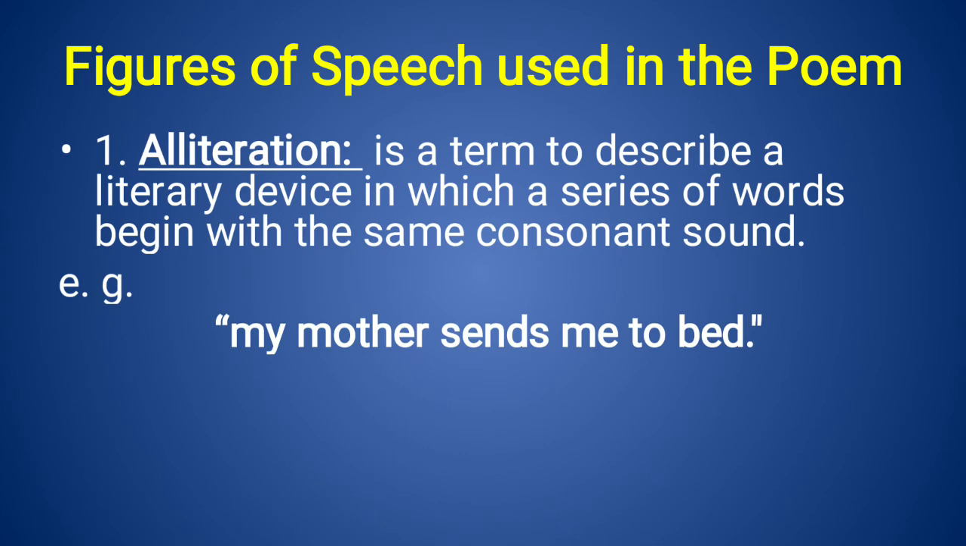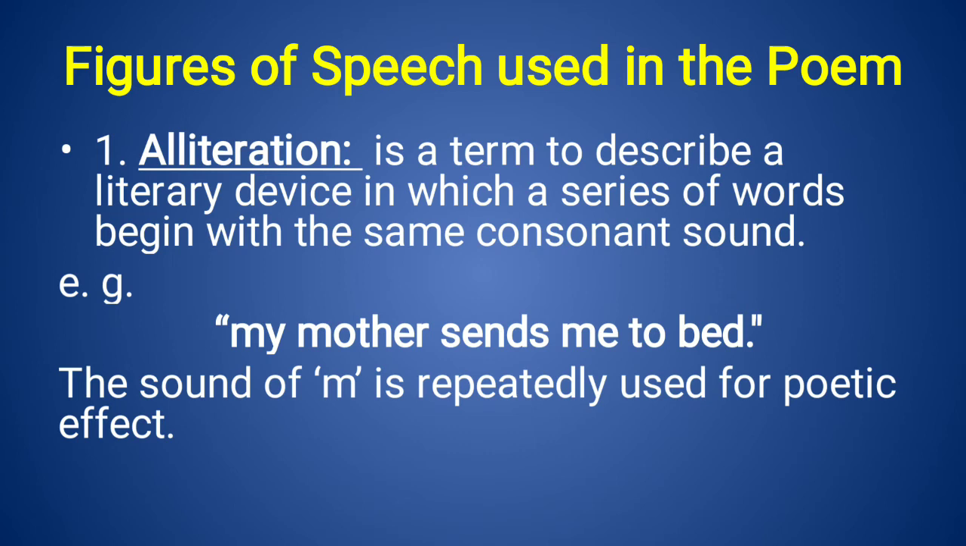The example is: my mother sends me to bed. Here the sound m, that is my mother, both words have the sound m. And this sound is repeatedly used for poetic effect. Due to that, this is alliteration. M is a consonant sound. Due to that, here we have the figure of speech alliteration.